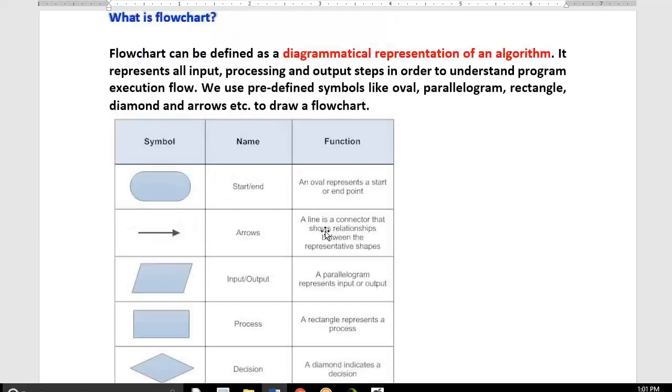Okay, then what is a flowchart? If this is a question for you in viva voce, you can answer like this. Sir, a flowchart can be defined as a diagrammatical representation of an algorithm. It represents input, processing and output steps, and in which order the program is going to run. To draw the flowchart, we use predefined symbols like this.